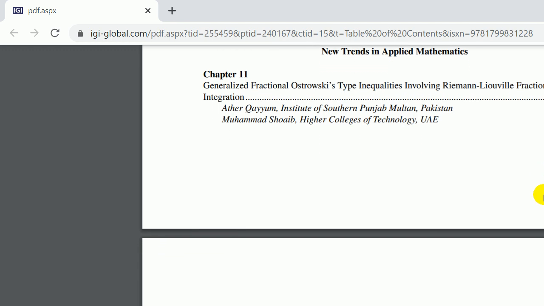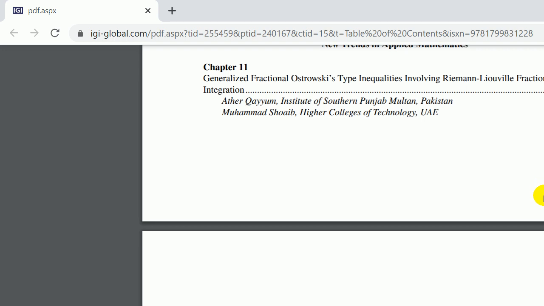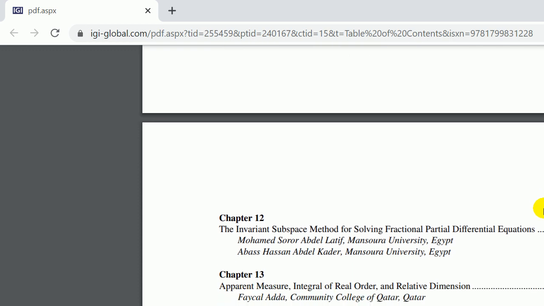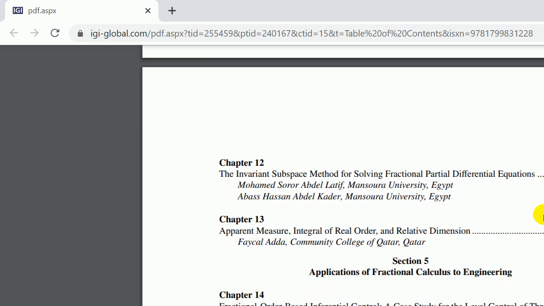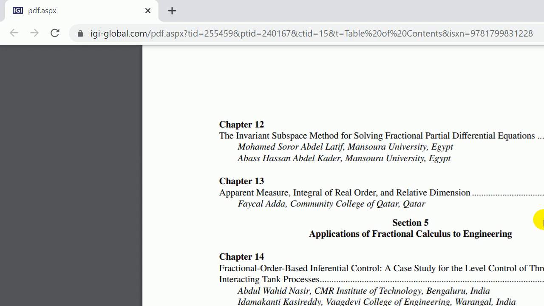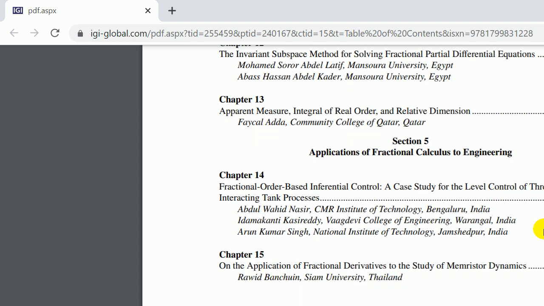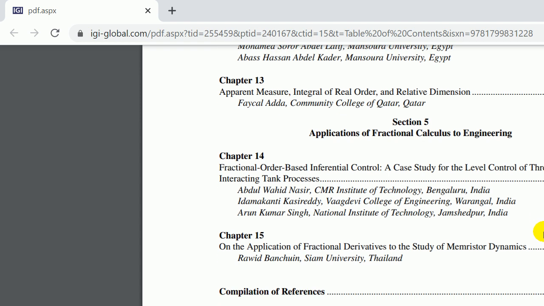In chapter 11, Dr. Athar Qayyum and Dr. Muhammad Shuaib studied the generalized fractional Ostrovsky type inequality involving Riemann-Liouville fractional integration. In chapter 12, Dr. Muhammad Surur Abdul Latif and Dr. Abbas Hassan Abdul Qadir studied the invariant subspace method for solving fractional partial differential equations. In chapter 13, Dr. Faisal bin Adda studied the apparent measure integral of real order and the relative dimension.